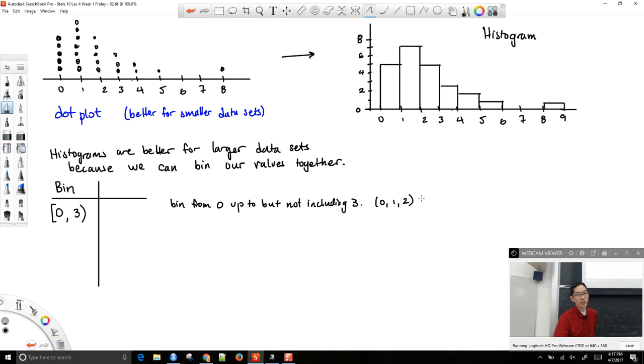But if we had a situation with decimal points, and we said, how much money do you have in your pocket right now? This would include 0 up through $2.99. Okay, 0 but up to and not including 3. And then our next bin will go from 3 up to but not including 6, and then 6 up to but not including 9.